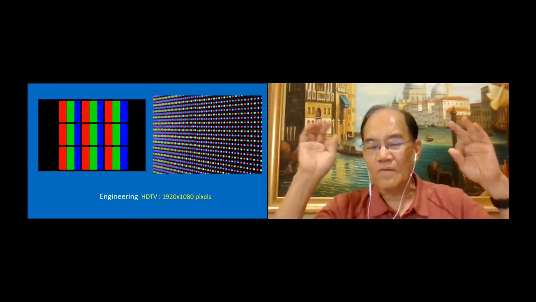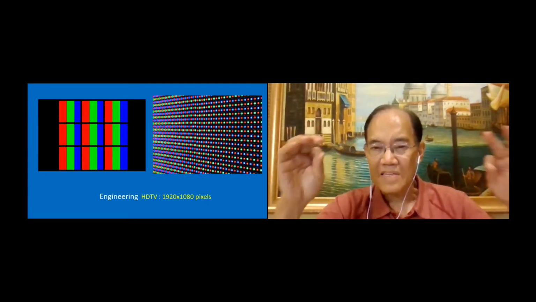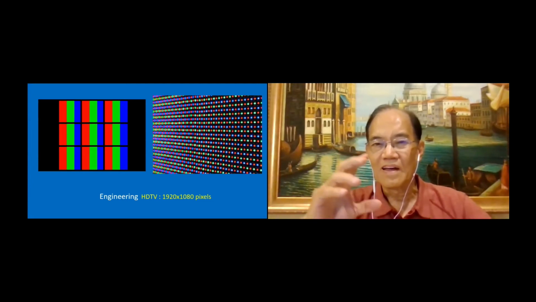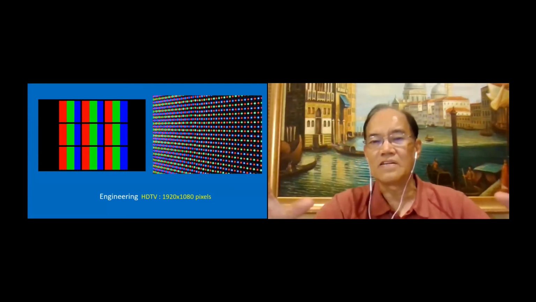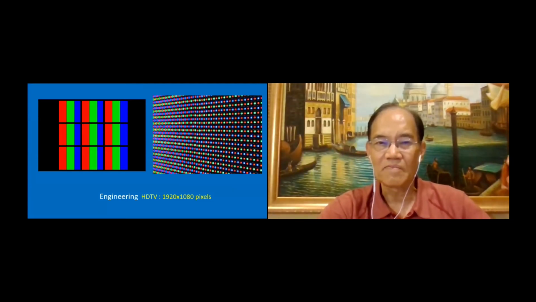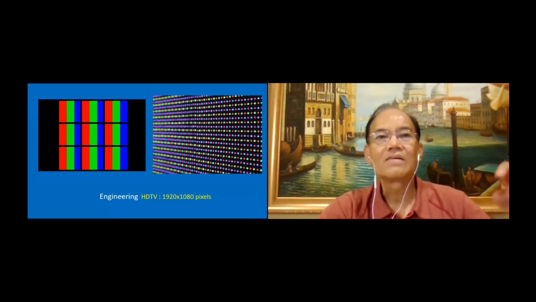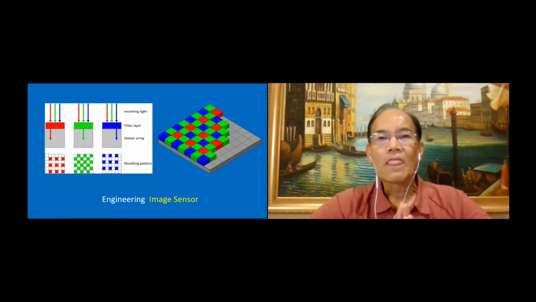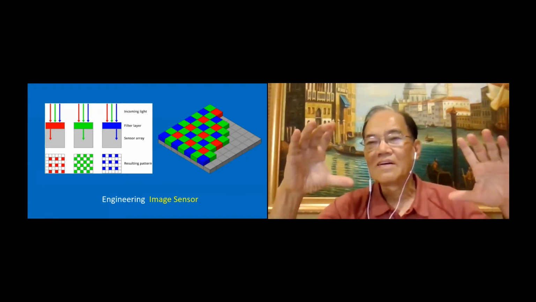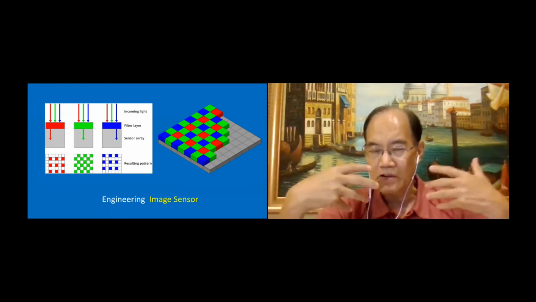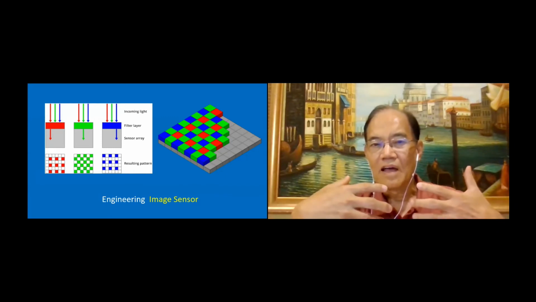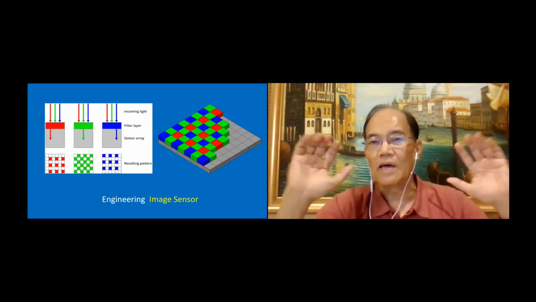So once you understand this basic component for the television, and the camera, then it's easy to understand how the engineering works now. Image sensor. For every camera, you need to capture the picture, you need to capture the light, you need to capture the color. You have to have the so-called image sensor.